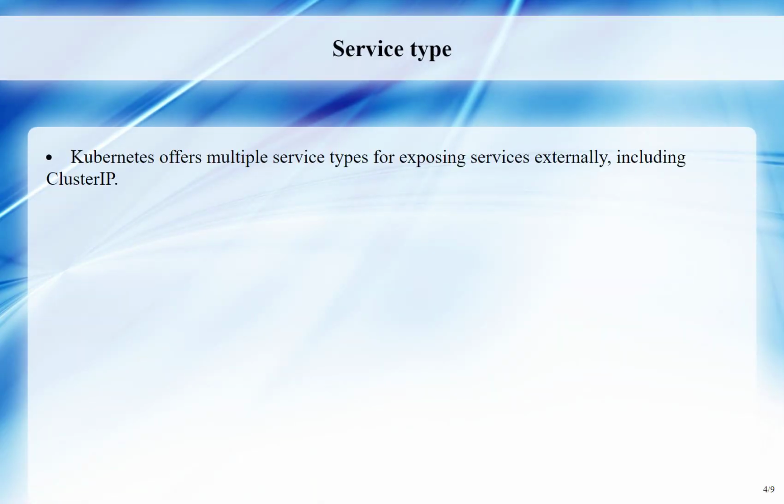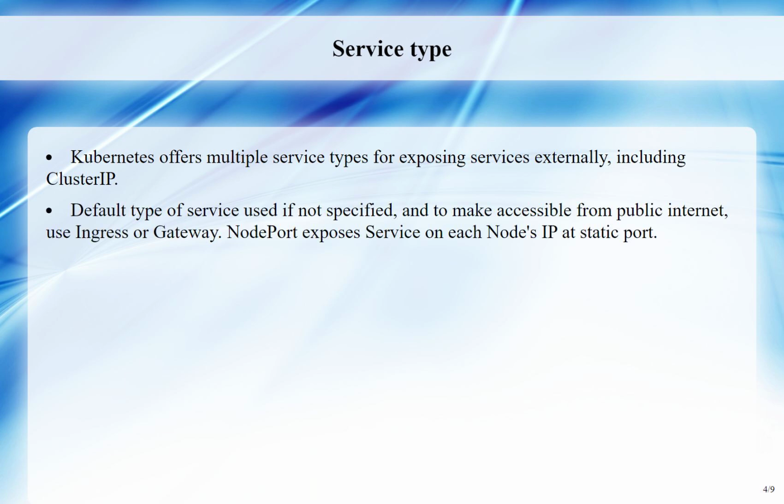Kubernetes offers various service types that allow you to expose a service onto an external IP address, making it accessible from outside of your cluster. The available types are cluster IP, node port, load balancer, and external name. Cluster IP exposes the service on a cluster internal IP, making it reachable only from within the cluster. This is the default type used if a type is not specified. To make the service accessible from the public internet, an ingress or gateway can be used.